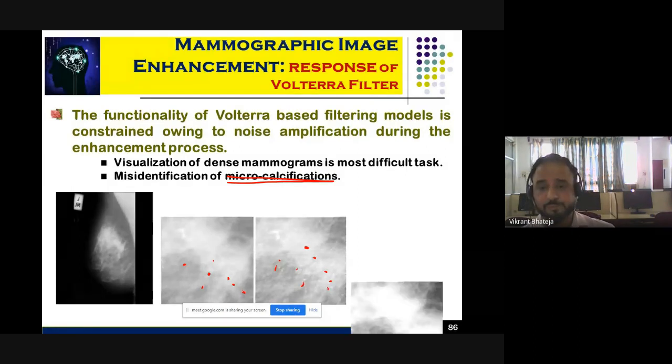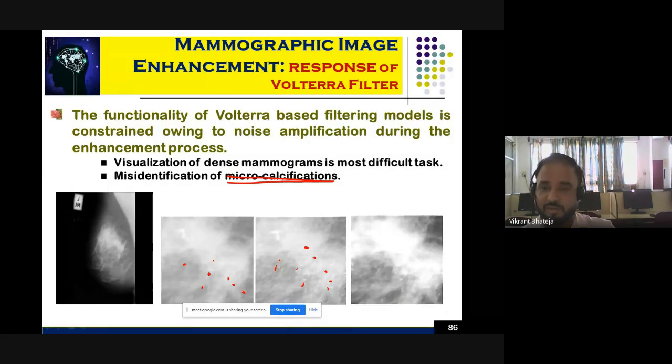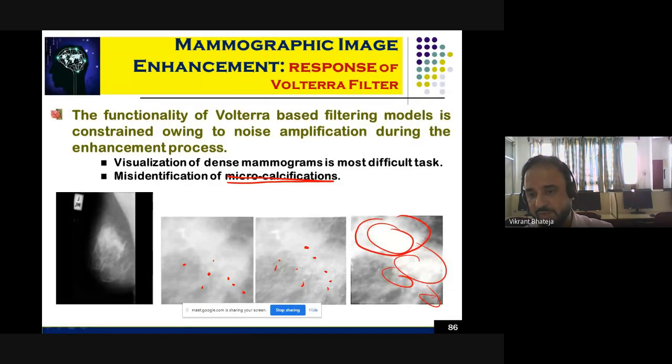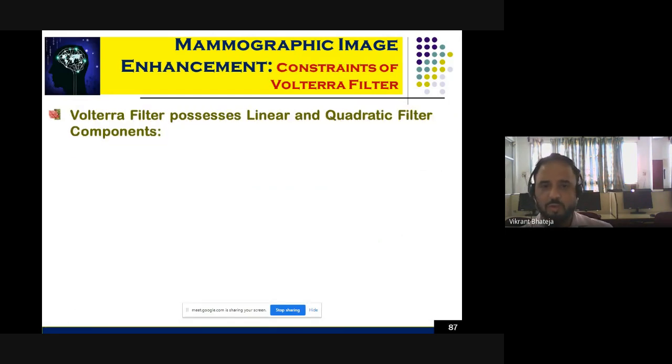Again, when you are using Volterra filters, you see over enhancement, and the localization of calcification is not very smooth, because most of the calcifications in this particular region are generally missed out because of the over brightening in that region, or the overshoot of intensities in that region. So this is another challenge with the response of the Volterra filter.